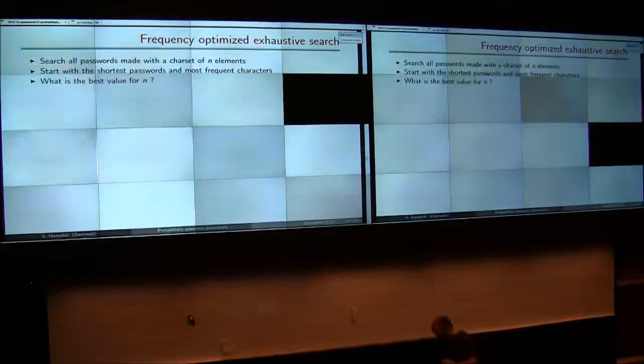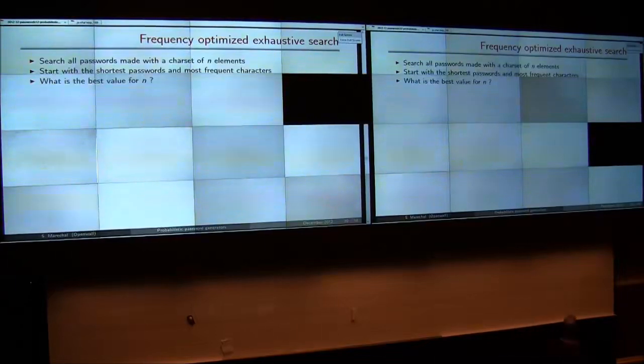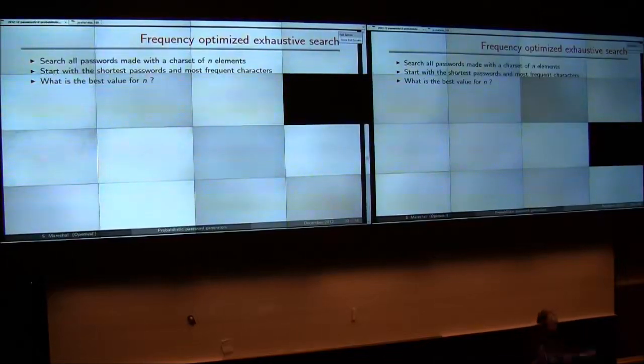Okay, I'm now going to list the different types of probabilistic password generators that are benchmarked. So the first one will be frequency optimized brute force, or exhaustive search. So think of the most basic brute force mode you can have, which is computing all passwords from length 1 to, well, arbitrary length, using all characters from a specific char set. That's exactly what it is, except the letters in the char set are sorted by probability of occurrence.